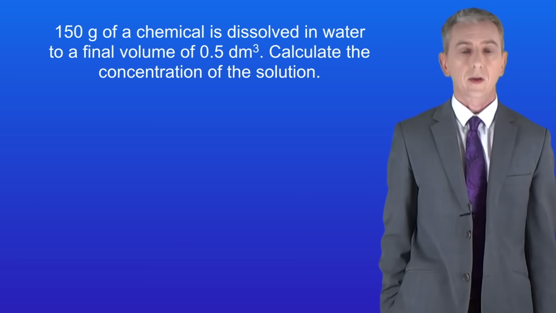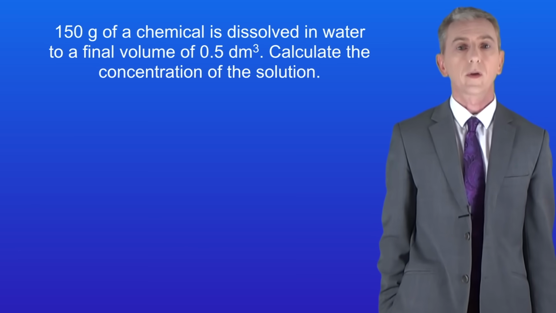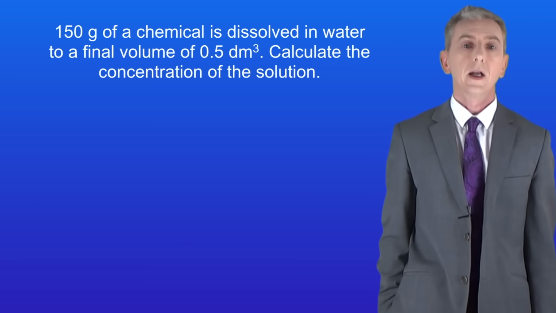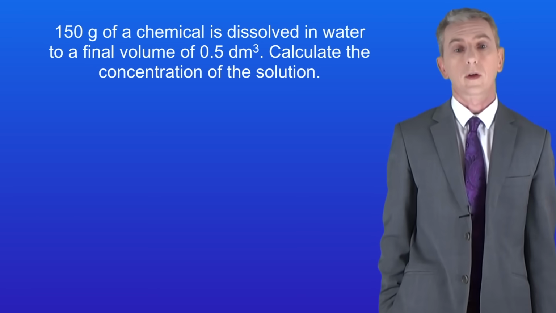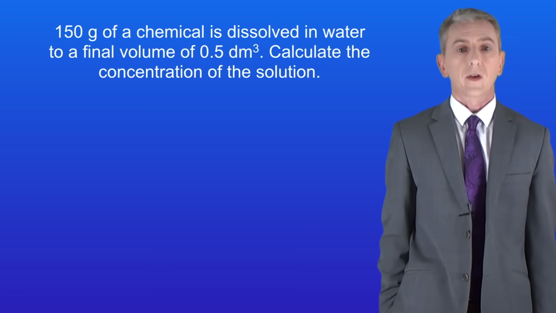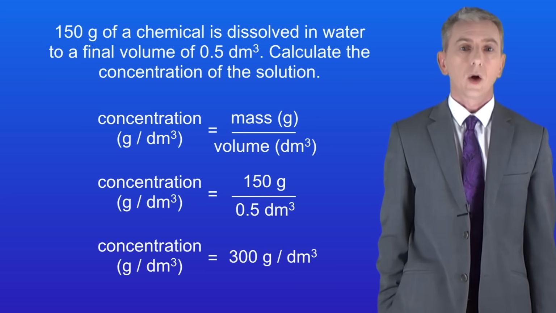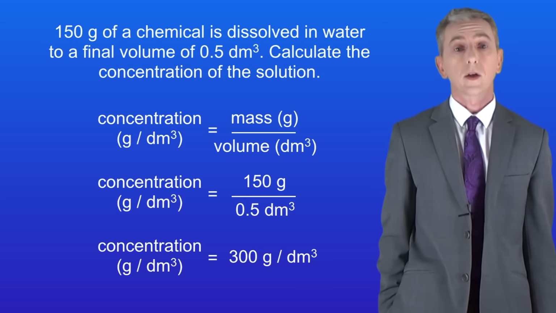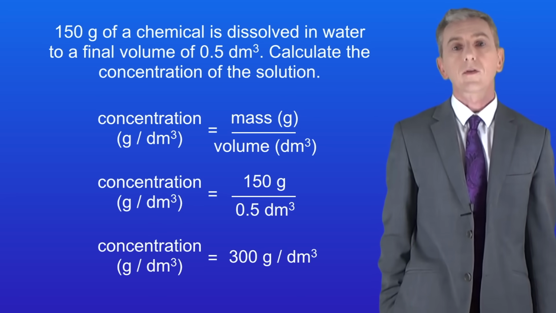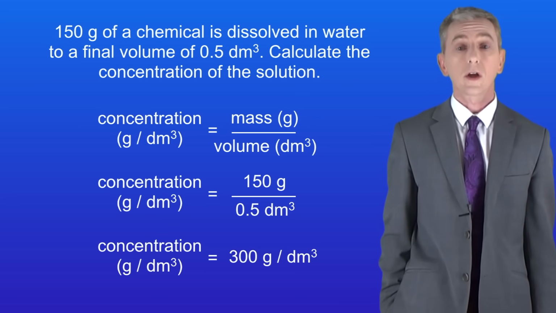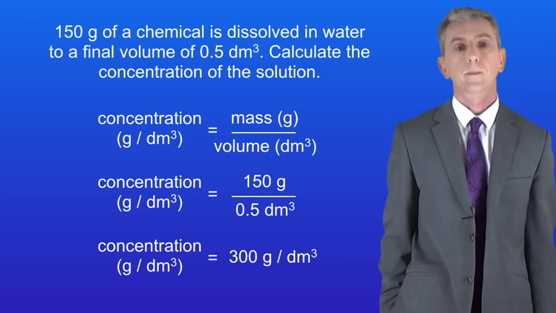150 grams of a chemical is dissolved in water to a final volume of 0.5 decimeters cubed. Calculate the concentration of the solution. Pause the video and try this yourself. Okay, dividing 150 grams by 0.5 decimeters cubed gives us a final concentration of 300 grams per decimeter cubed.